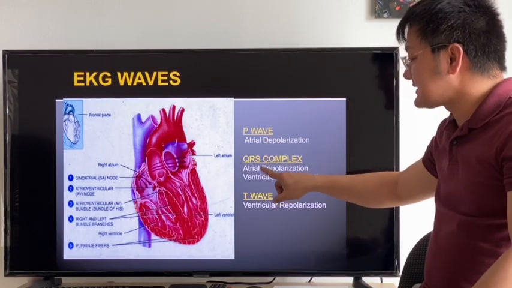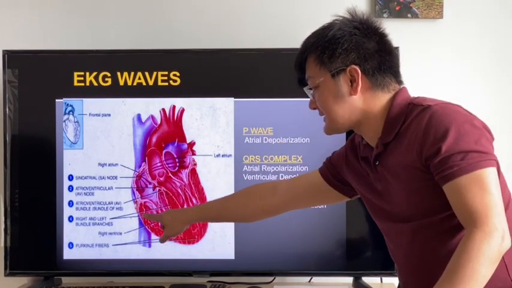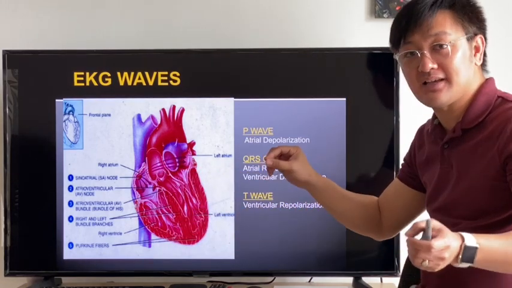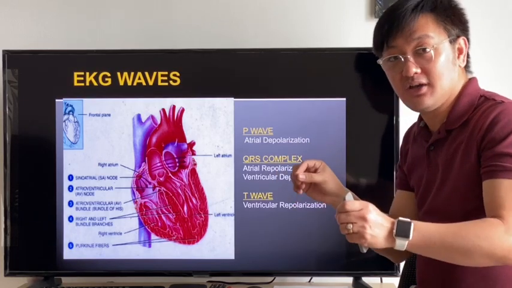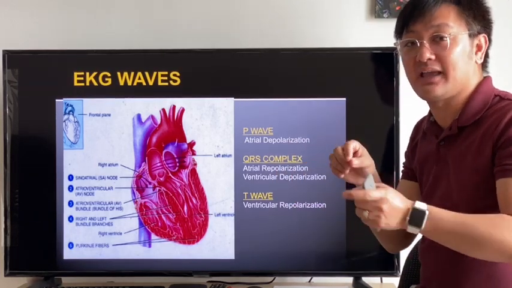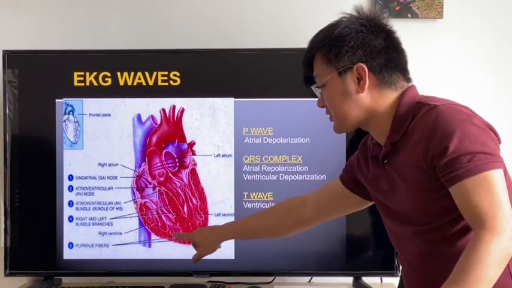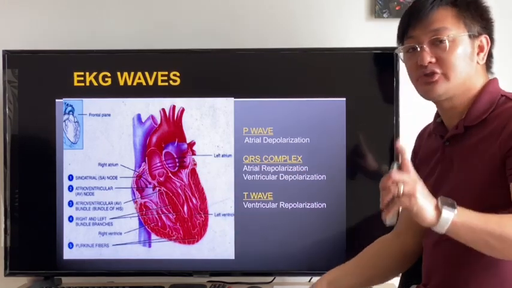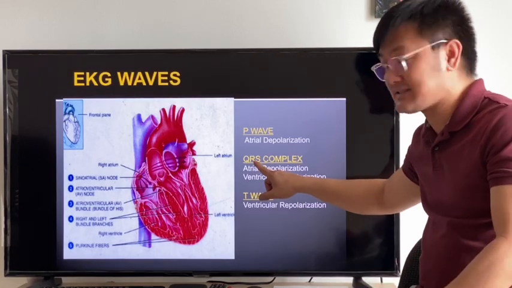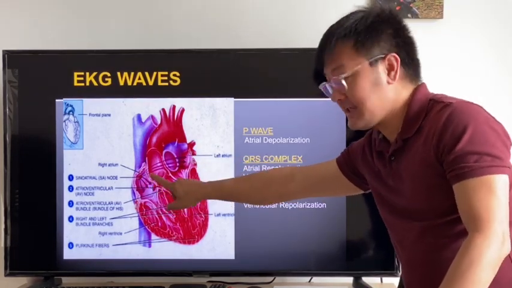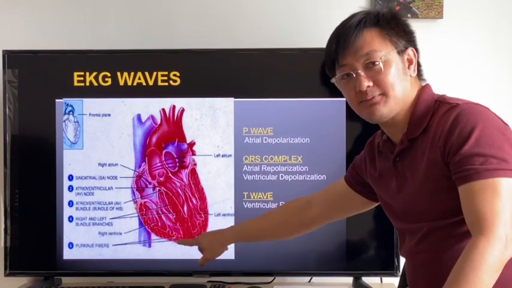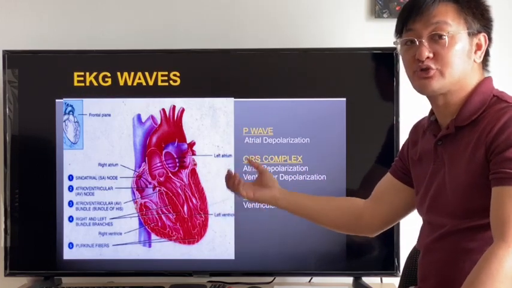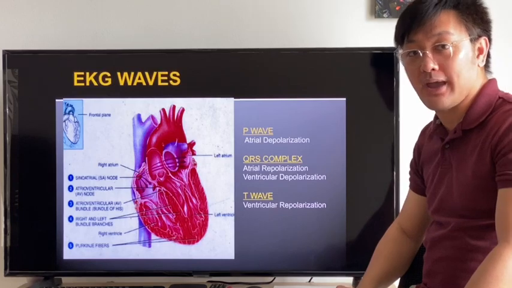Since the impulse travels going down, it is now time for the ventricles to depolarize. The cells in the ventricles turn positively charged. There's an influx of positive ions and they lose their negativity. The ventricular muscles will contract. That is recorded as your QRS complex. So the QRS complex basically represents resting of the atria and stimulation of the ventricles, and once stimulated, the ventricles will contract. After the ventricles contract, they will relax to their normal state. That is your T wave, ventricular repolarization.